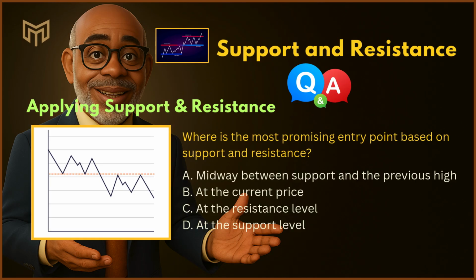Is it A, midway between support and the previous high? B, at the current price? C, at the resistance level? Or D, at the support level? You have 10 seconds to review the options and record your answer.